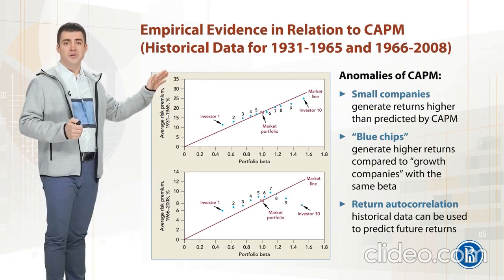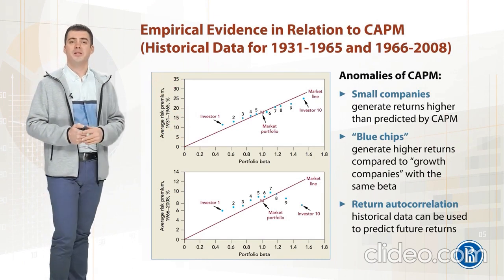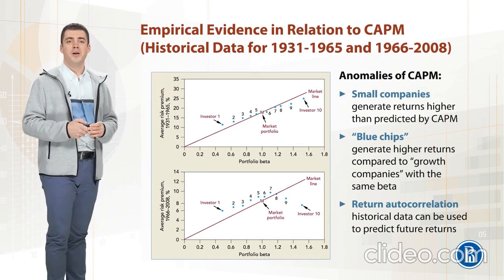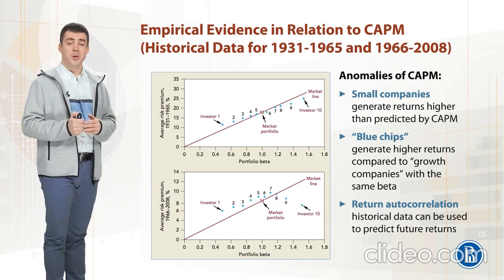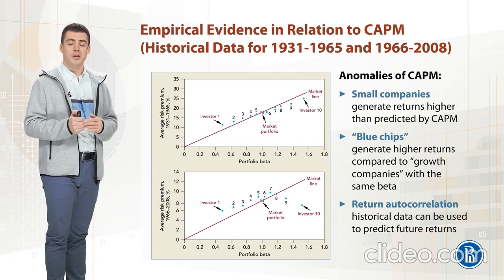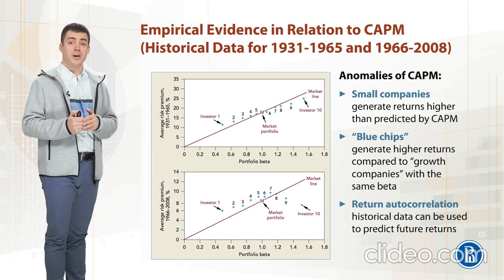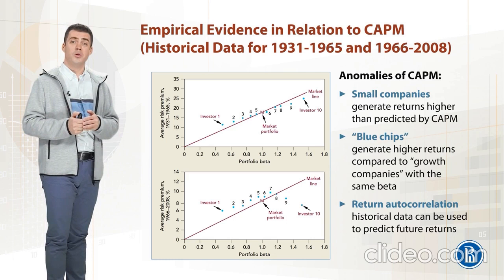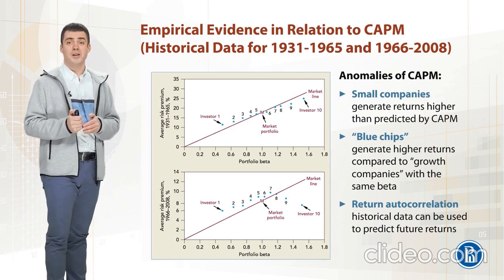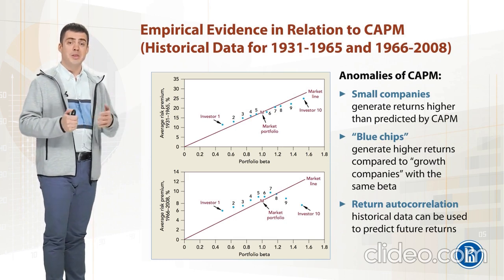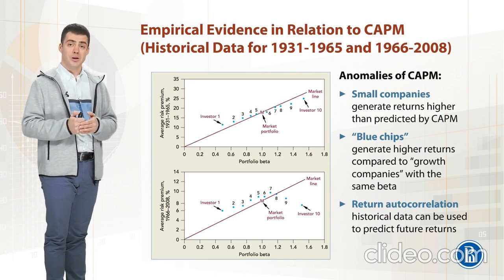We can see that for the observations between 1931 and 1965, generally there was a relatively narrow gap between the empirical and the theoretical security market lines. In other words, we could say that until 1965, the capital asset pricing model did its job well. However, things changed starting 1966, when we can observe larger gaps between the actual and forecasted returns.